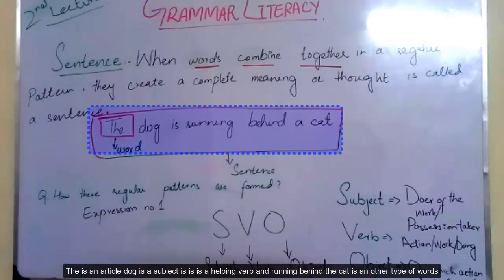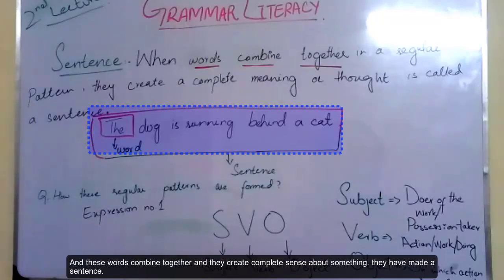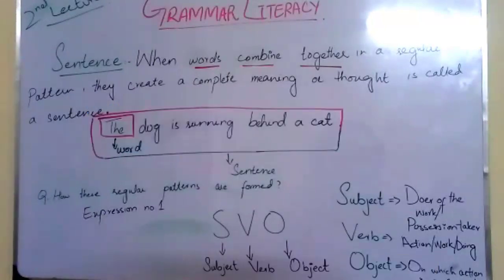The is an article, dog is a subject, is a helping verb, and running behind the cat is another type of words, and these words combine together and create a complete sense about something, and they have made a sentence. Now there is a question: how do we get to know that these are the complete, or the sensible, regular patterns? We are having complete sense, or some sense about it.